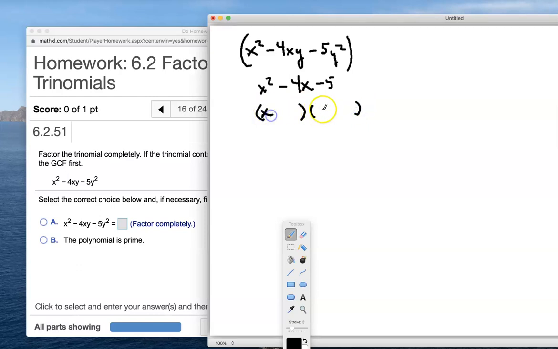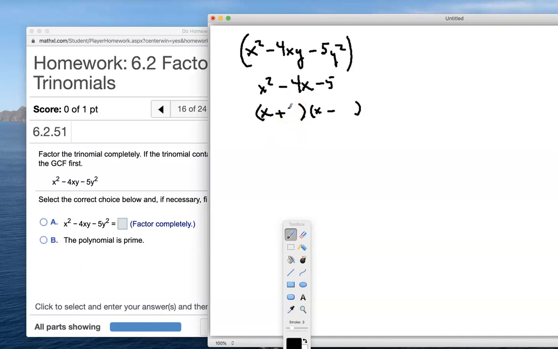Okay, x and x gives you the x squared. I worry about the signs now. I see a -5. The only way to get a negative is one's plus and one's minus. And I want two numbers that multiply out to be 5, add or subtract to be 4, and there's only one way to do that, 5 and 1. 5 and 1 multiply out to be 5. But where would I put the 5?